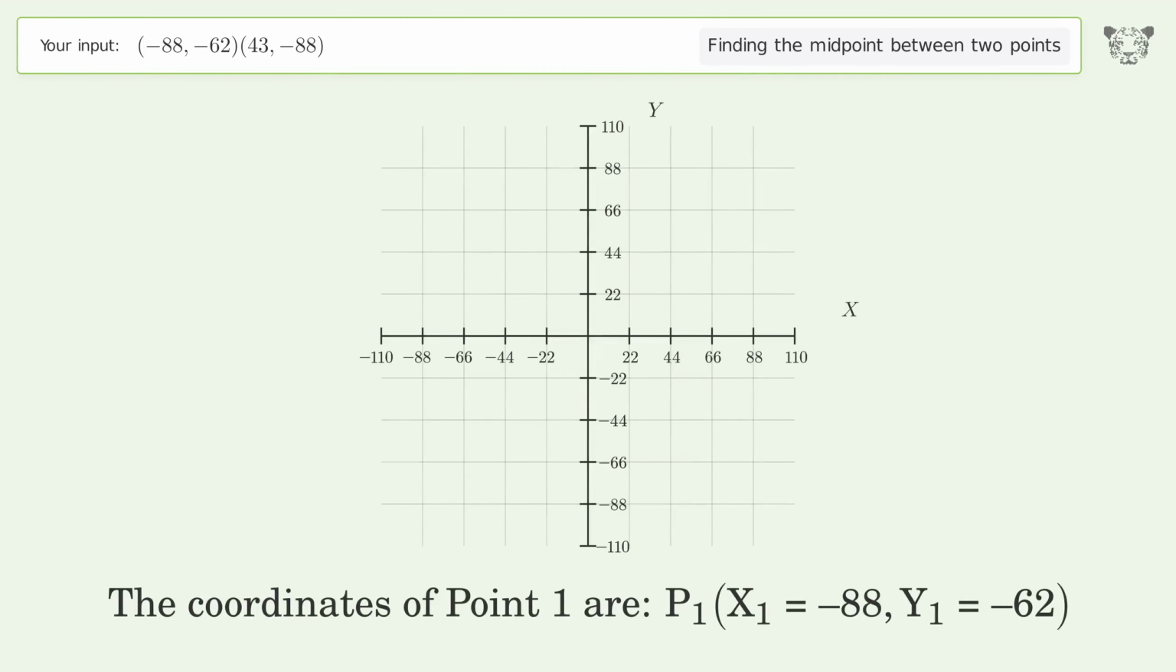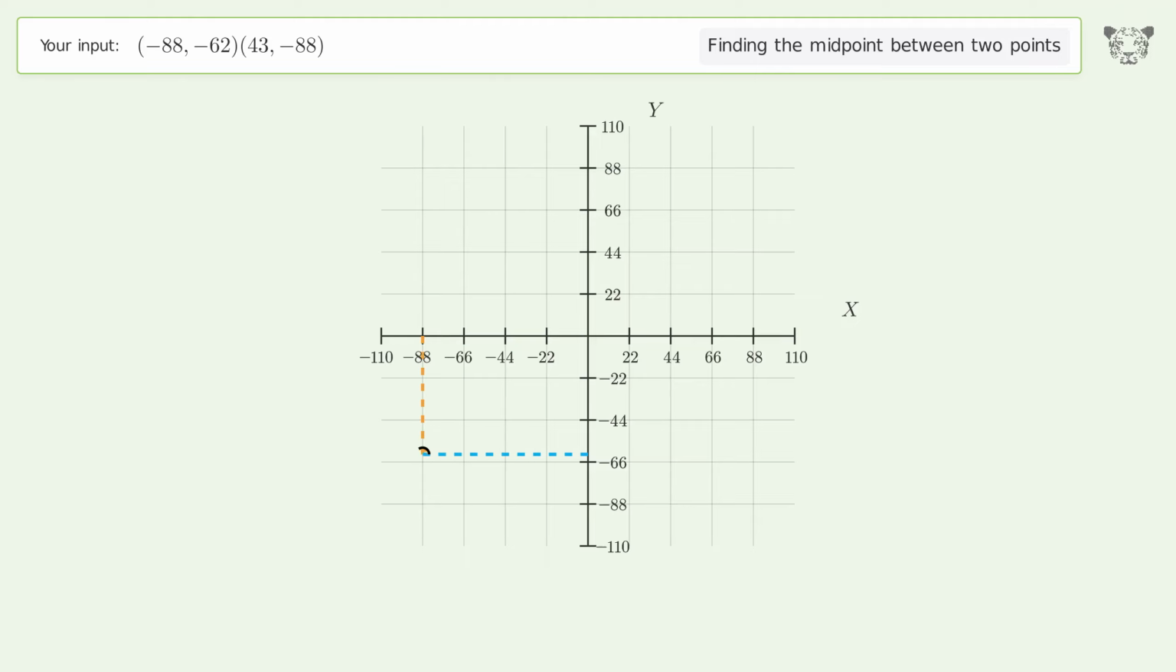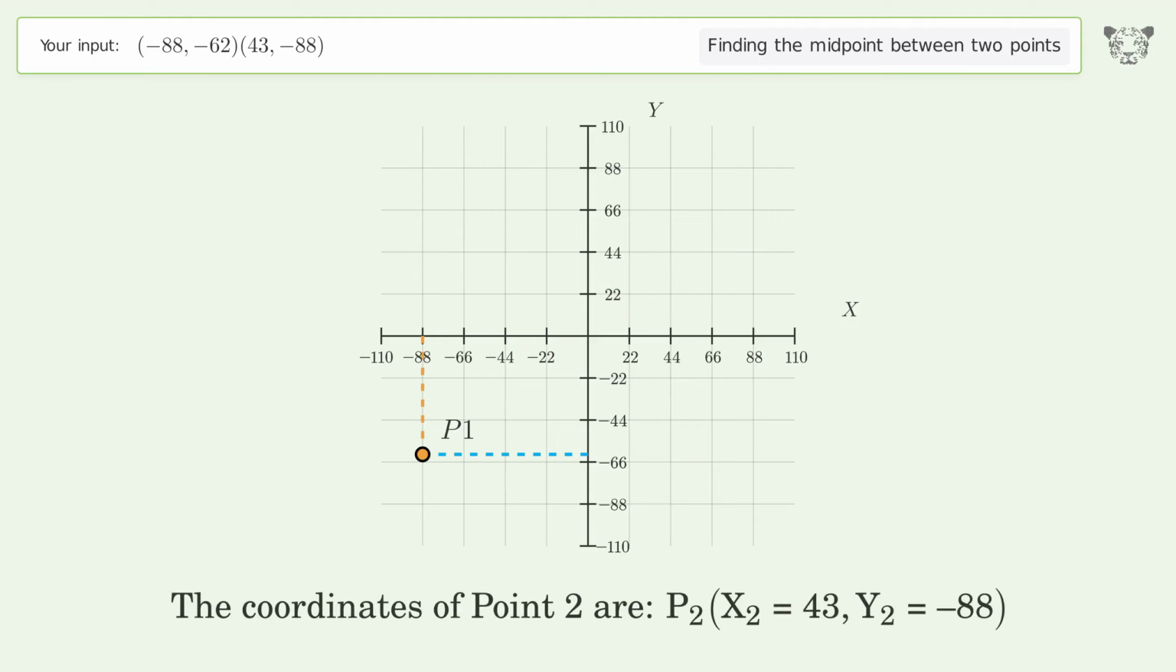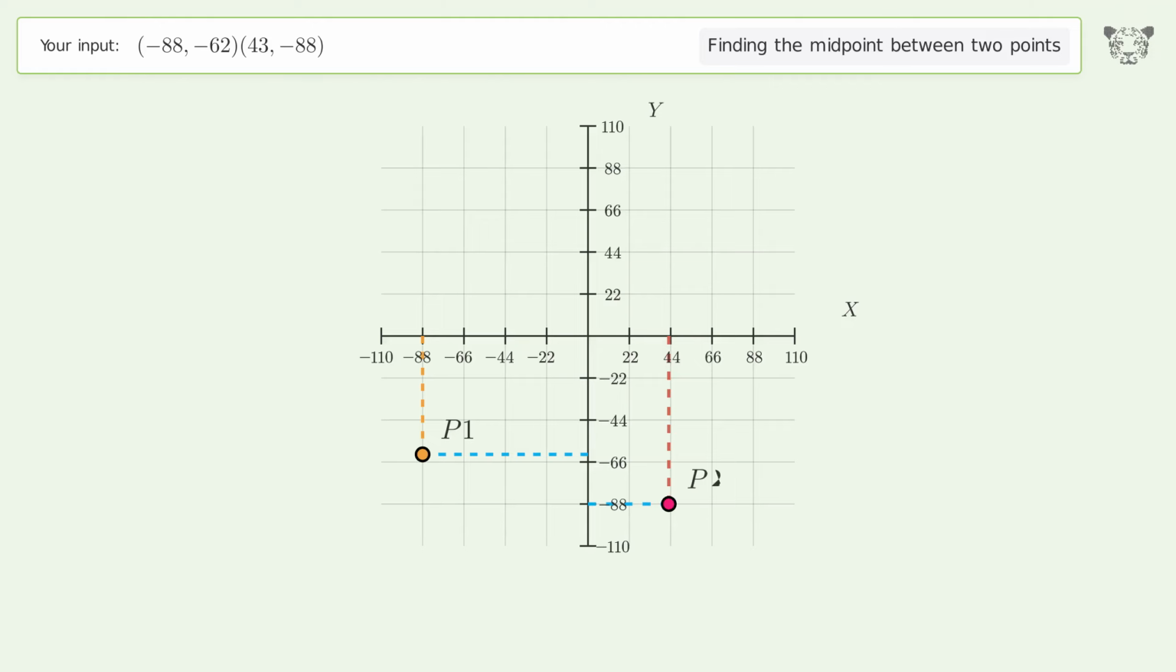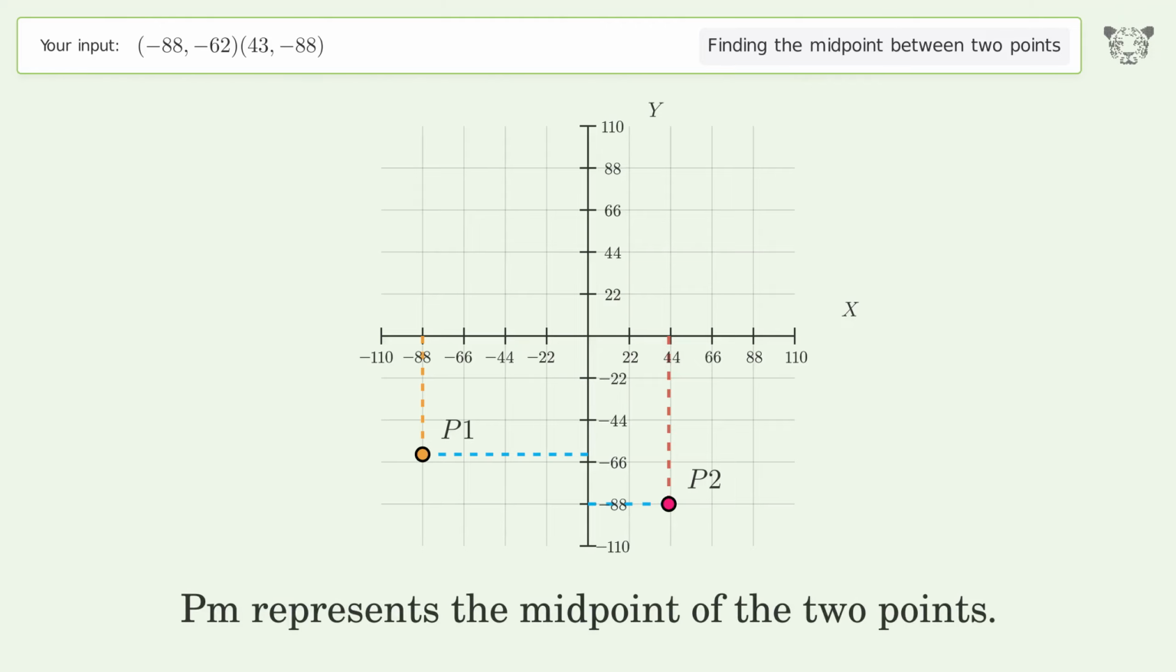The coordinates of point 1 are, x1 equals -88, y1 equals -62. The coordinates of point 2 are, x2 equals 43, y2 equals -88. PM represents the midpoint of the 2 points.